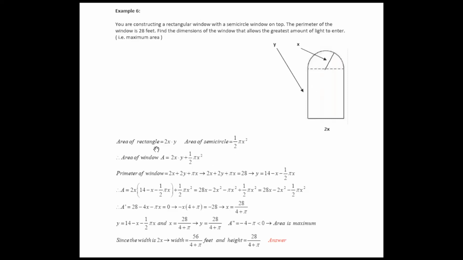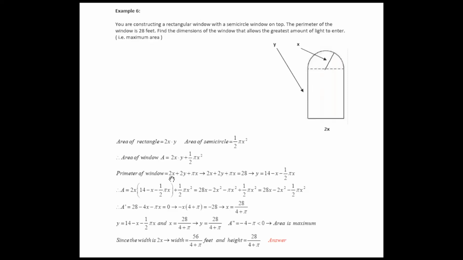That means the entire area is made up of the rectangle, which is 2xy, plus the area of the semicircle, which is 1/2 pi x squared. Now, again, we have 2 letters. Is there any way we can reduce this to 1 letter? Well, we haven't used this information yet, and that is the perimeter is equal to 28 feet.